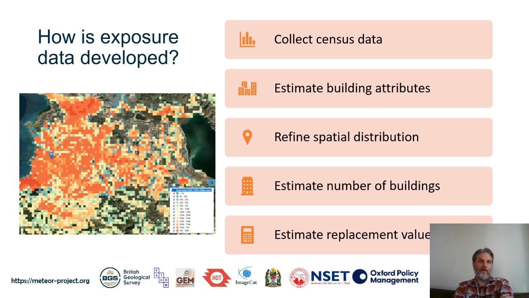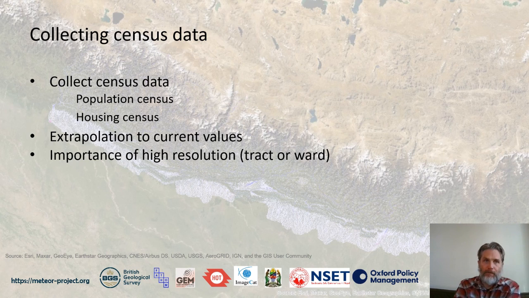So how's exposure data developed? Here's the general steps. Again, we're sort of focusing on those levels 1, 2, 3, 4. Not so much looking at if you've got building specific data available, but first collect your census data, most accurate census data you can. Second, estimate the building attributes for vulnerability, refine the spatial distribution, estimate number of buildings, and estimate the replacement value. So those are sort of 5 major steps that we'll be going through.